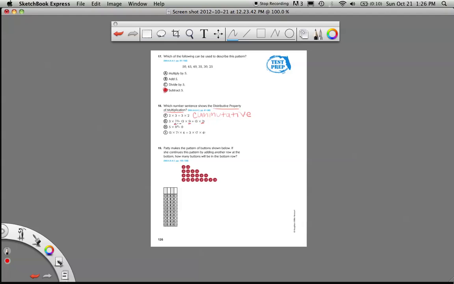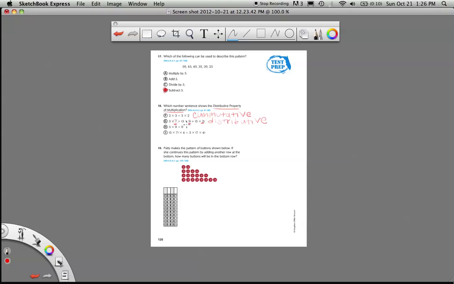Guys, when you take a number and you break it up into smaller problems, that is the distributive property. You're distributing that number out into two other problems to make it easier on yourself. Distributing is the same as breaking it up. Okay, keep going though. Let's look at these other properties.